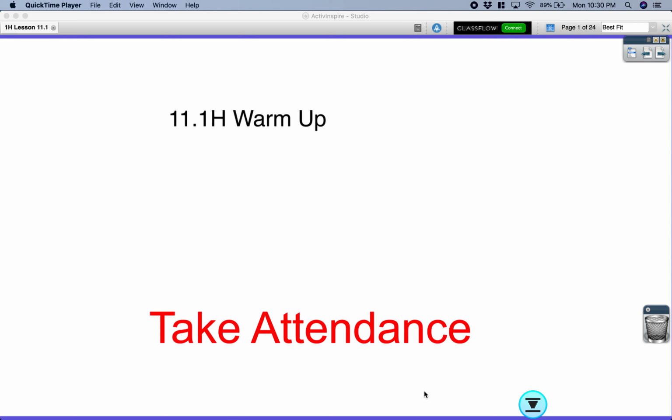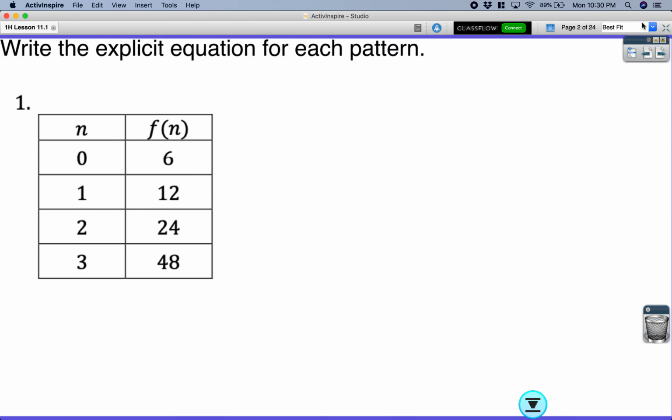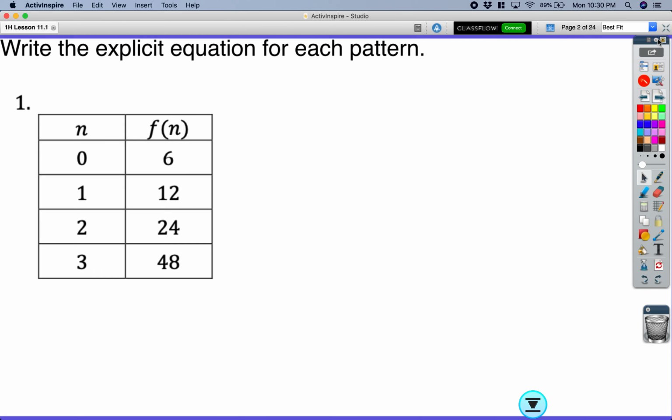Everybody. Today what we're going to be doing is looking at 11.1. So go ahead and check out your warm-up and we'll go ahead and take care of this one together. So we're going to jump really far back and look at writing the explicit equation for each pattern. So these are most likely going to either be arithmetic or geometric sequences. So let's go ahead and look at this one.